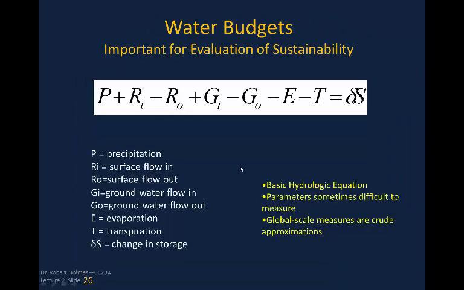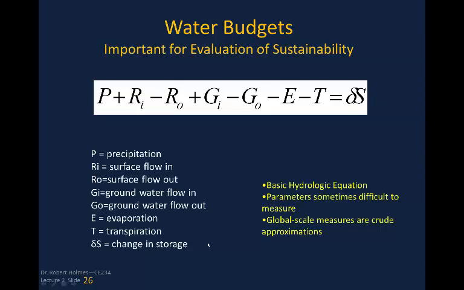If we look at water budgets, this is basically looking at what comes into the system and what goes out. If we have precipitation as P, we've got surface flow in and out, we've got groundwater flow in and out, we've got evaporation, we've got transpiration, and we've got the change in storage. Transpiration is what gets basically consumed by the plants and put back into the atmosphere. And this is basically a simple water budget for a watershed.